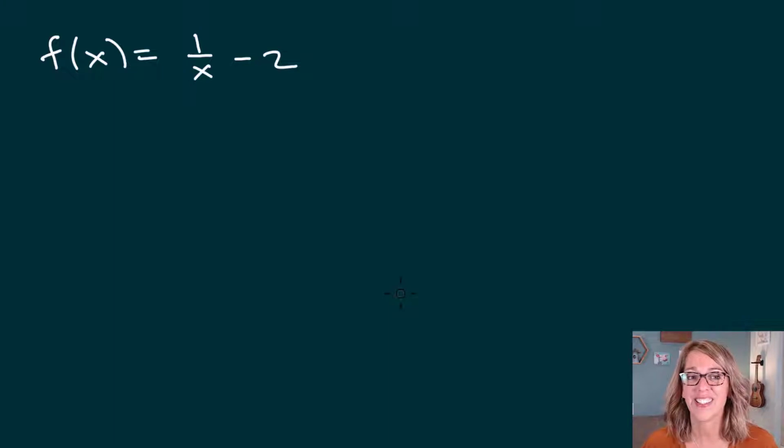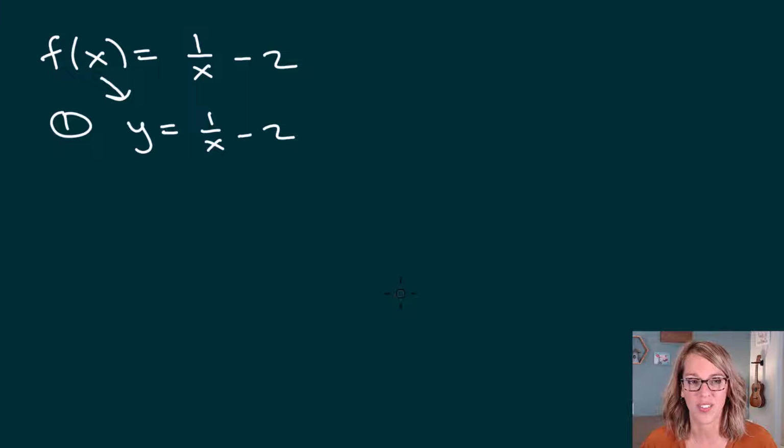For this one, we again want to find the inverse function, and this time I've got f of x is equal to 1 over x minus 2. I'm going to go through those same steps. The first thing that I want to do is replace this f of x with y. So y is equal to 1 over x minus 2.